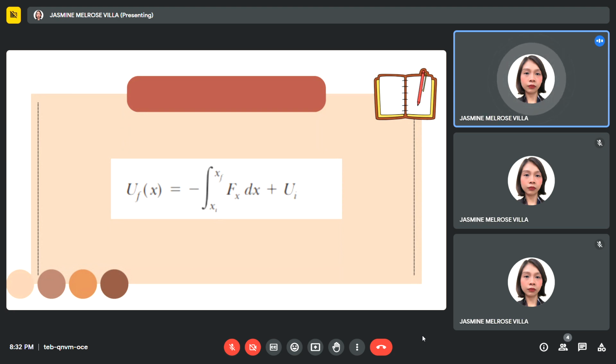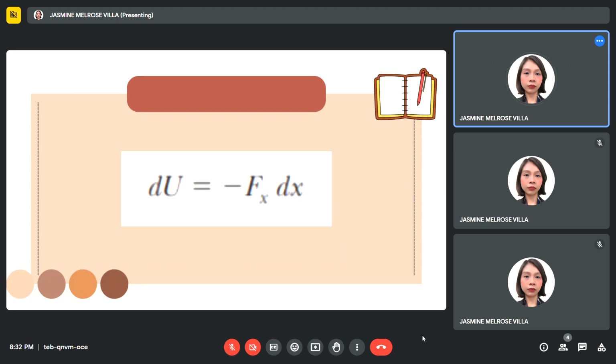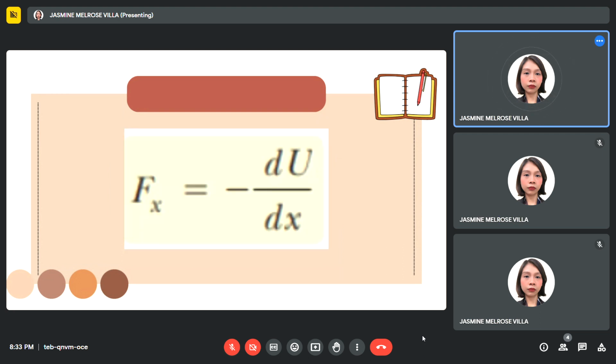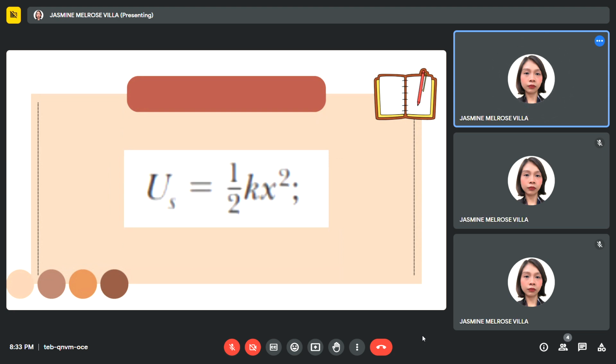If the point of application of the force undergoes an infinitesimal displacement dx, we can now express the infinitesimal change in potential energy of the system, dU, as this one. Therefore, F sub x, or the conservative force, is related to the potential energy through the relationship of this one.